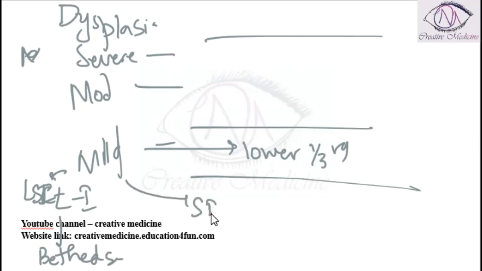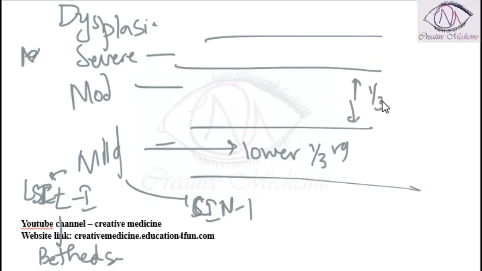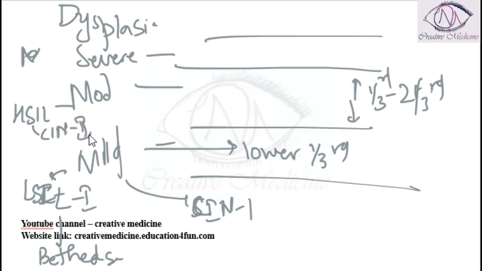Moderate dysplasia. In moderate dysplasia, the dysplastic cells are between one-third to two-thirds of the cervical epithelium. So, moderate dysplasia, according to Bethesda classification, is high-grade squamous intraepithelial lesion, and the grading is cervical intraepithelial neoplasia type 2.